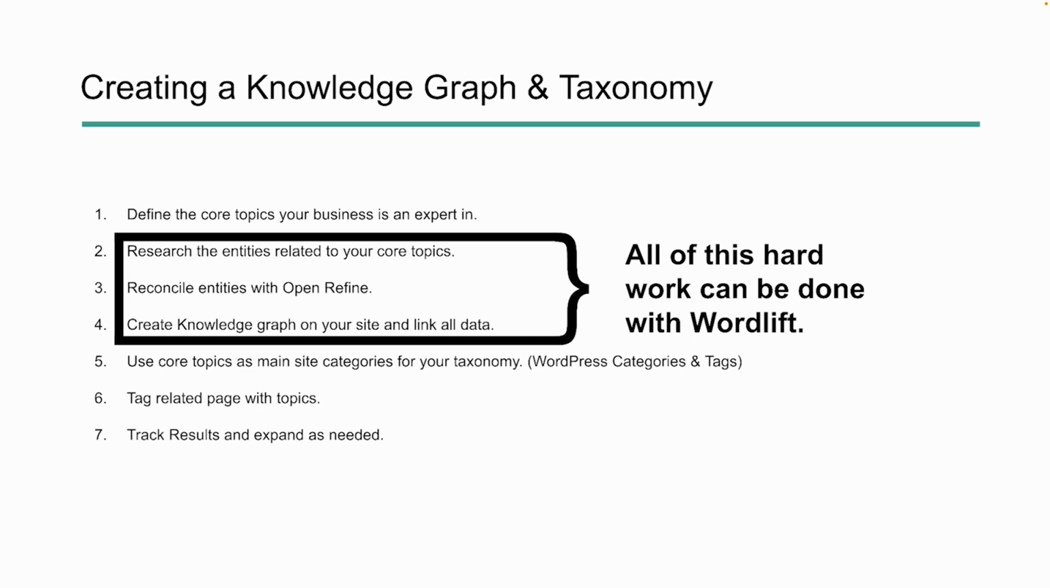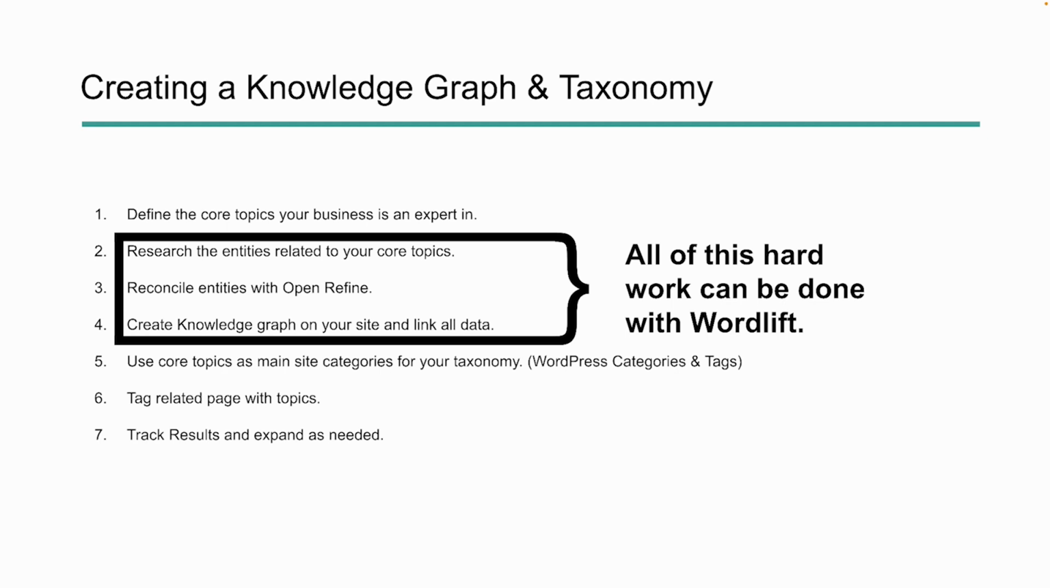Now, the next thing we want to do after we've created the knowledge graph and started building it on our website is use core topics as main site categories for our taxonomy. WordPress is awesome because it allows us to do this right out of the box. We can have categories and we can have tags. Then we want to put these tags into play. We can use these tags to tag related pages with our topics. Then we want to track the results and expand as needed.